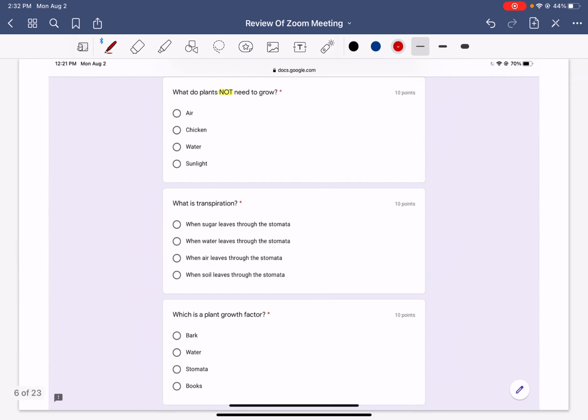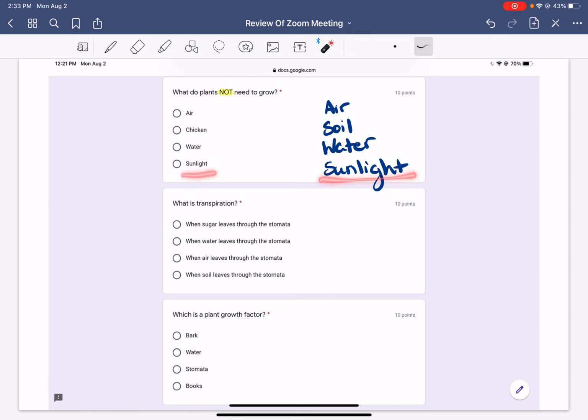Let's move on. Next page, we have what do plants not need to grow? So I have highlighted not. That's an important word, not. So what do plants need to grow? We need air, we need soil, we need water, we need sunlight. These are the four things we need. So sunlight, we need that, water, air. Chicken is the only thing we do not need. We do not need chicken.